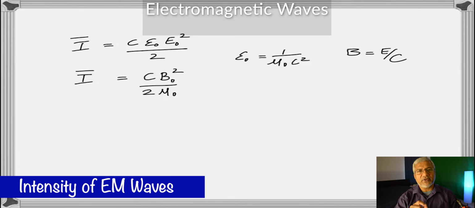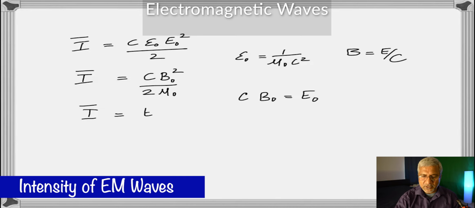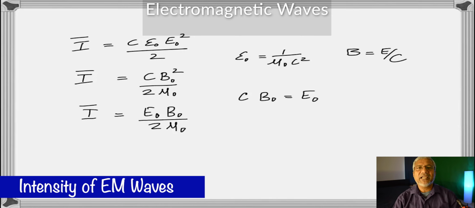But there is a third and very interesting equation that we can get by remembering that c is also E naught by B naught. Or E naught is c times B naught. So you take c B naught, replace it by E naught, and then you have another B naught, and then you get this. This formula has both electric and magnetic values. So there are three equations. The first one only in terms of the electric field, second in terms of the magnetic field, and the third one in terms of both the electric and magnetic fields. And you get one from the other. So these are the three formulas that you'll have to use when you're asked to calculate the average intensity of an electromagnetic wave.